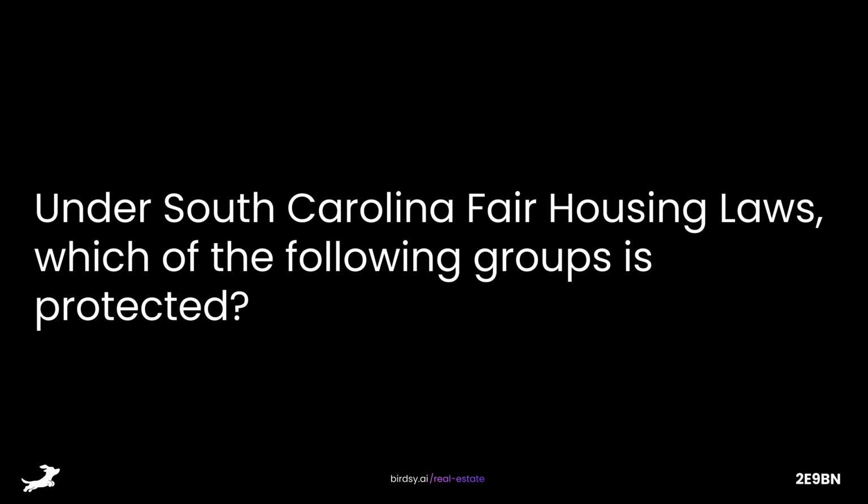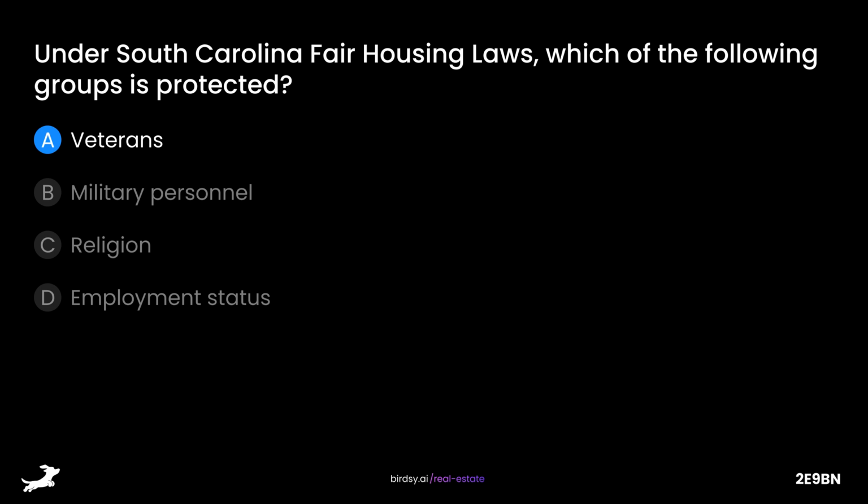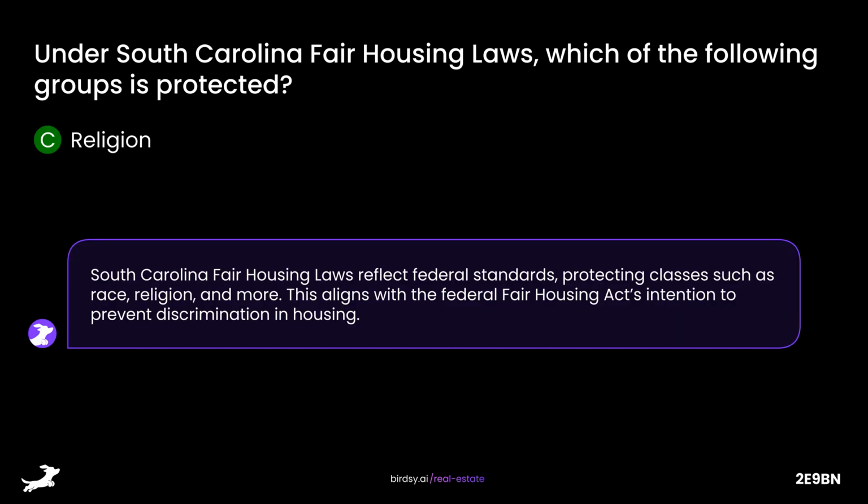Under South Carolina fair housing laws, which of the following groups is protected? Is it A, veterans, B, military personnel, C, religion, or D, employment status? The answer is C, religion. South Carolina fair housing laws reflect federal standards, protecting classes such as race, religion, and more. This aligns with the Federal Fair Housing Act's intention to prevent discrimination in housing.